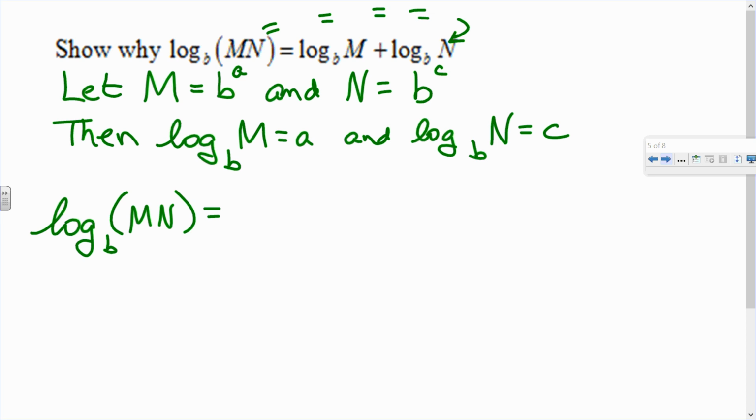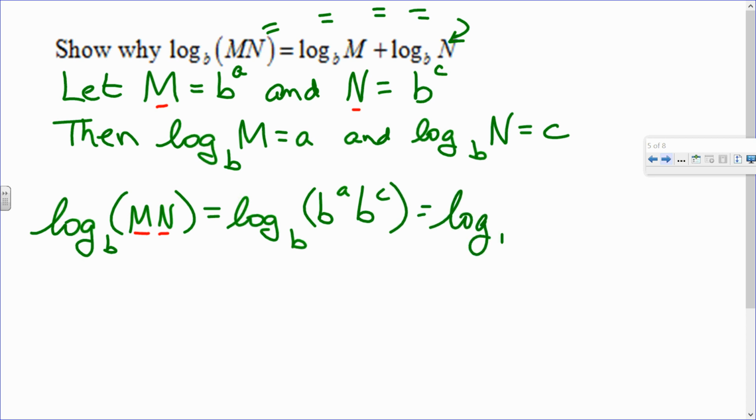Okay, so now log base b of, but now I know m I've got up here is the same thing as b to the a, and n I have up here is the same thing as b to the c. So log base b of. Now I'm just going to look at b to the a times b to the c. If that was my whole problem, how would I simplify b to the a, b to the c? Chloe?